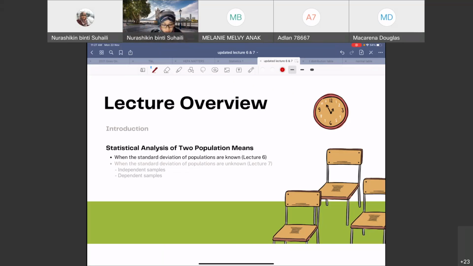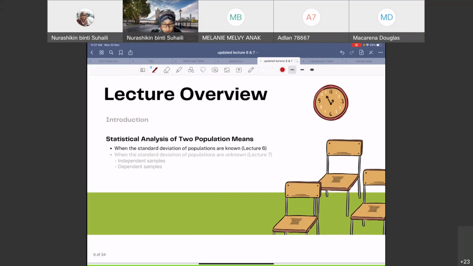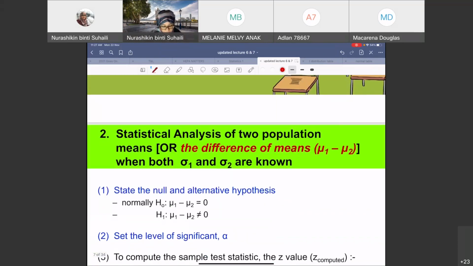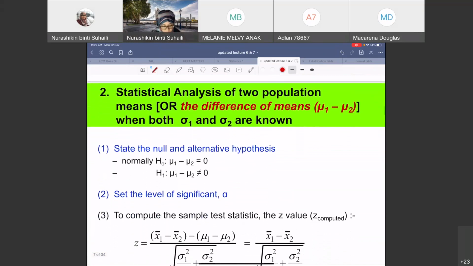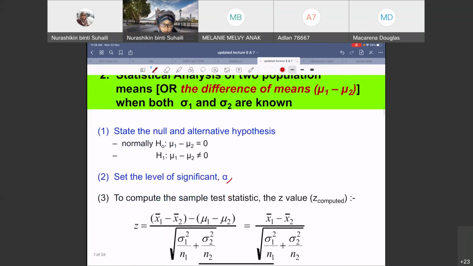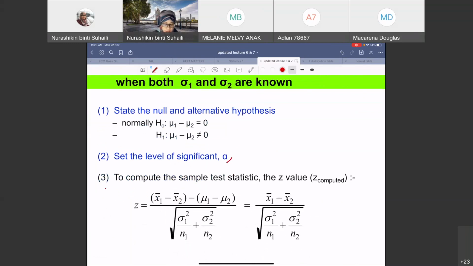Right now, in the first case here, the standard deviations of the populations are known. Both populations, we know the standard deviation. So that's the statistical analysis we're going to look at. Statistical analysis comprises a series of steps, similar to hypothesis testing. Last week, we talked about the steps, right? We set the hypothesis, identify the level of significance or alpha, and then compute. It is quite the same, but the calculation is going to be a bit different.